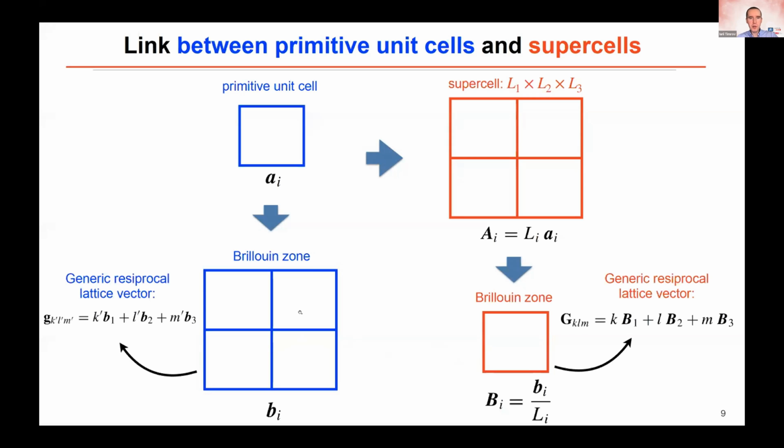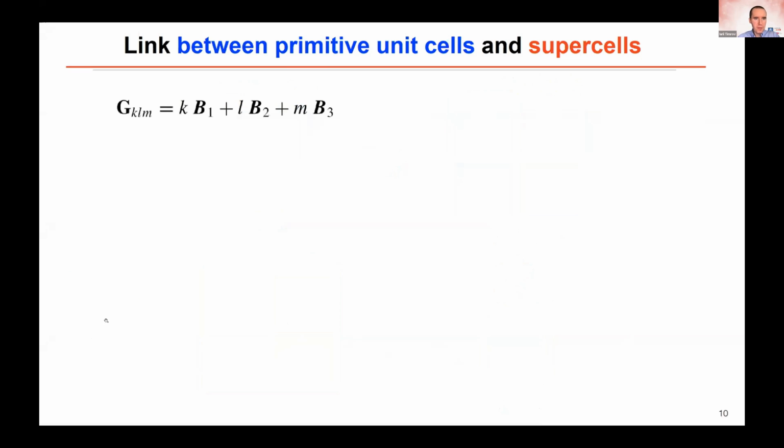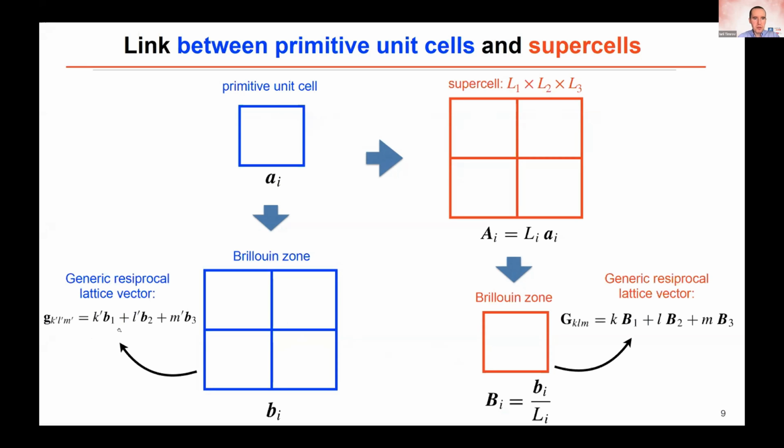Now, for these two Brillouin zones, we can define generic reciprocal lattice vectors. In the case of the primitive unit cell, we can define a generic reciprocal lattice vector small g, which is defined in terms of b1, b2, b3, where k prime, l prime, m prime are some integer numbers. And in the case of the Brillouin zone of the supercell, we also can define a generic reciprocal lattice vector, capital G, which is defined in terms of capital B1, capital B2, and capital B3. And k, l, m are also integer numbers.